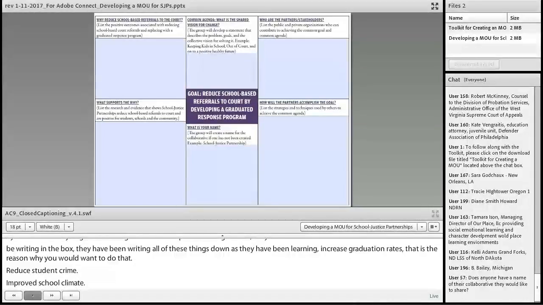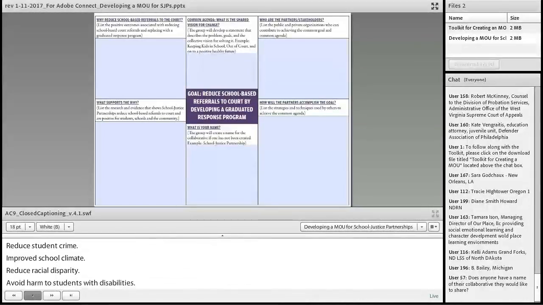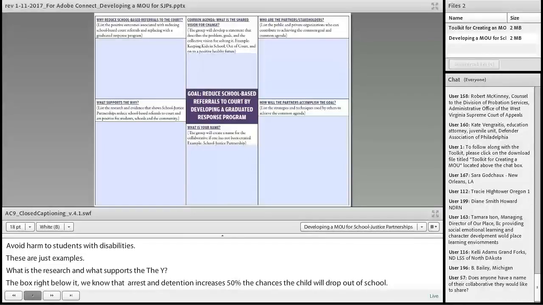What's the research? What supports the why? That box right below it. Well, we know that arrest and detention increases as much as 50% that the child will drop out of school, or four times more likely if the student appears in court. That's the Sweeten study of 2006. Or improving school climate is related to positive relationships between adults and students, not so much the removal of students. Or, for example, 1% improvement in school climate increases attendance by 1.6%. So, for example, a 10% increase in school climate equals a 16% increase in student attendance.